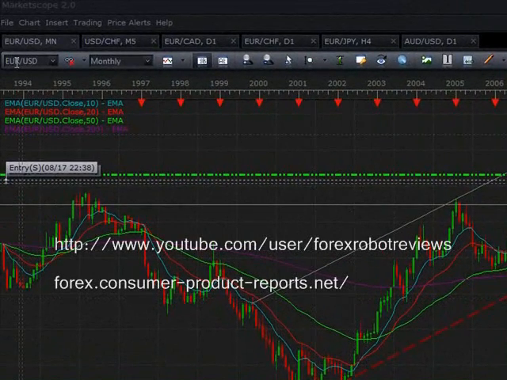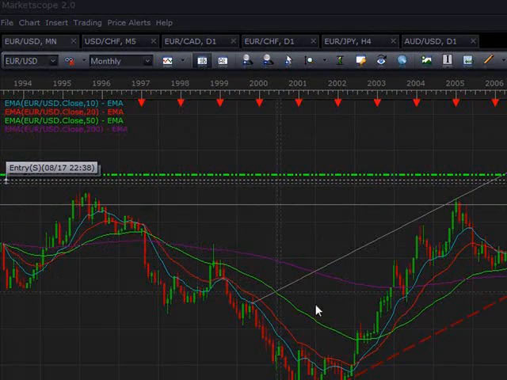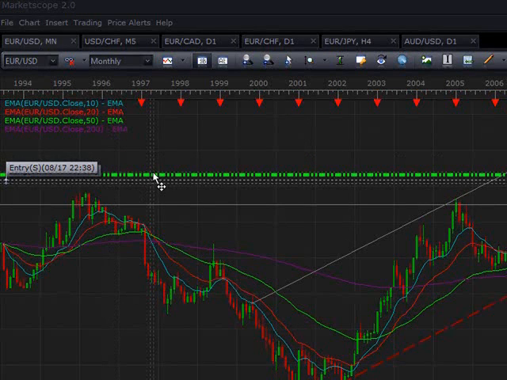As you can see here, what we have is the euro-dollar chart. This is the monthly chart. And a little bit of my background: back a few years ago, I was on Wall Street. I was trained by a big-time currency trader. He taught me how to read charts and the like.